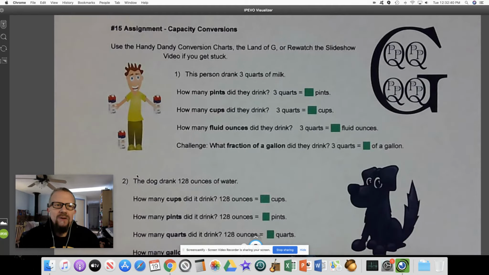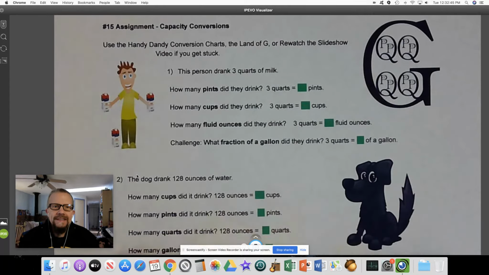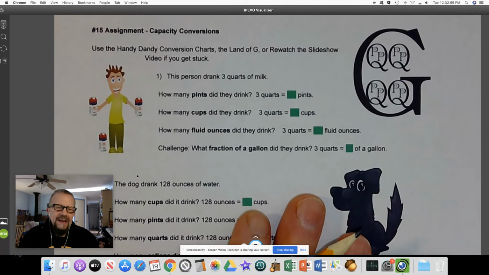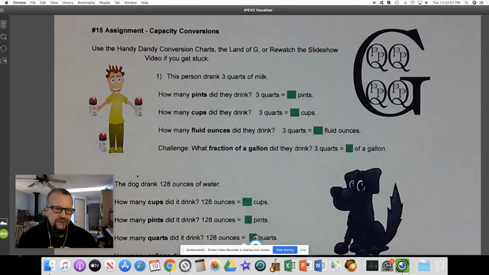Okay, let's go over lesson 15, all these capacity conversions. And if you're watching this video, you should definitely get a piece of scratch paper so you can work along with me. You don't have to actually print this out, but having a piece of notebook paper so you can do some of the math along with me instead of just watching will help you out a lot.